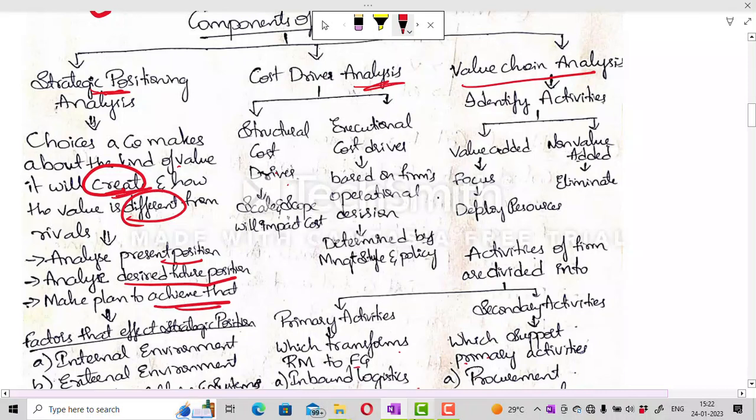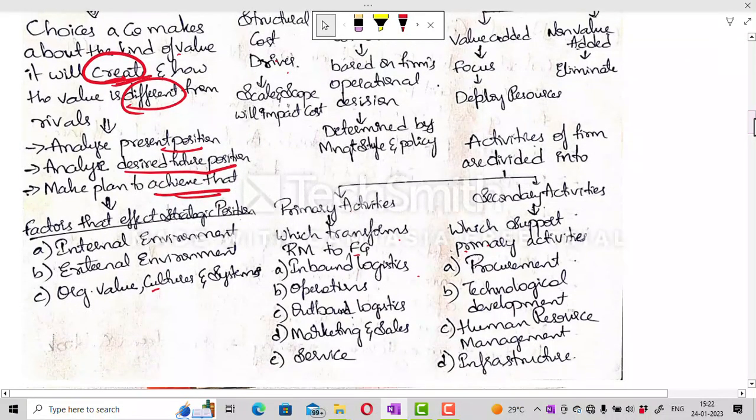That's a simple thing. And there are some factors that affect the strategic position, like the internal environment. It might be the resources, employees, management, etc. External factors will be like the bargaining power of suppliers and consumers, or political and legal consequences, and environmental changes. Everything will have an impact on our strategic position. Organization values, culture, and systems will also affect the strategic position.